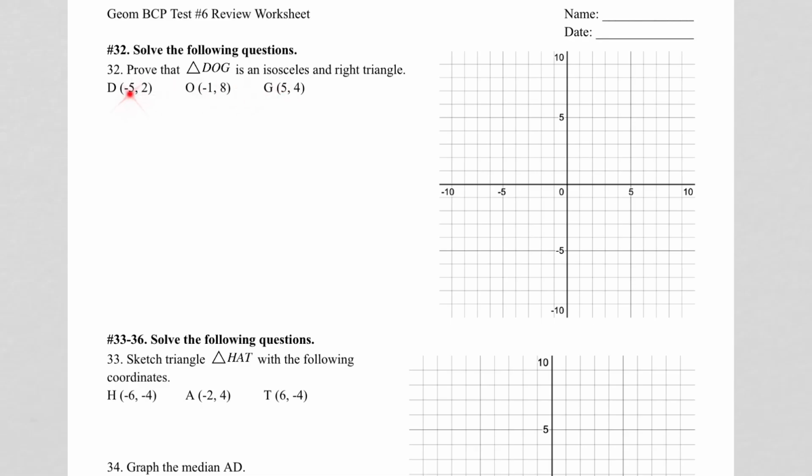Okay, I'm going to plot these points. Negative 5, 2 is negative 5 in the x. Oops, I'm sorry, 2 in the y, so it's there. So that's our point D. And then point O is negative 1 in the x and positive 8 in the y. So that's the point right here, and that's O. And finally, G is 5 in the x and 4 in the y. So that's the point right there, and that's G. Now I'm going to take my ruler and connect those points.